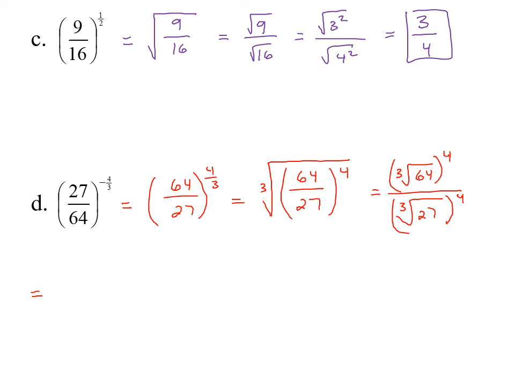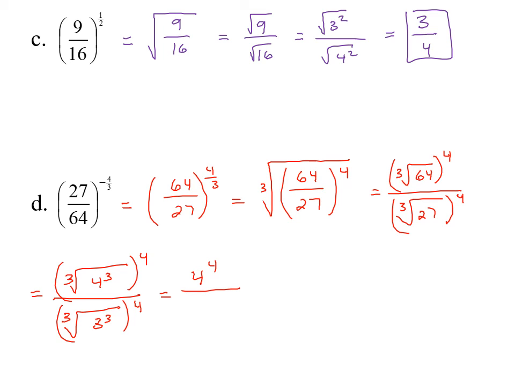And so 64 is 4 cubed, 4 times 4 times 4. 27 is 3 cubed. And both of those have a 4th power on them. That way the power on the 4 cubed matches the 3 in the front, so they just kind of cancel each other off to give you 4 to the 4th on top. On the bottom, same thing. I'll end up with 3 to the 4th.